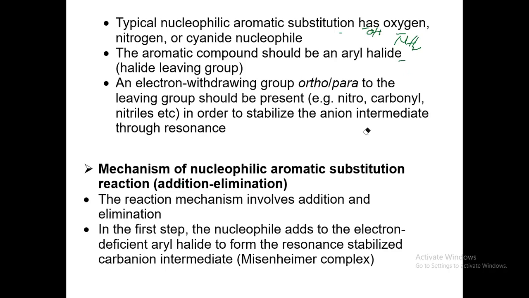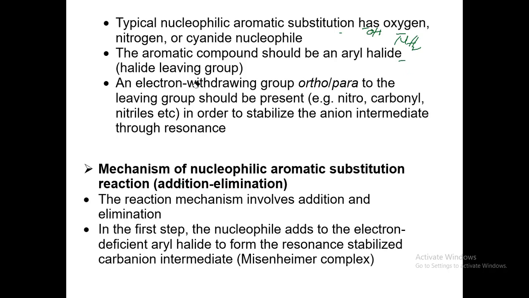Now we are seeing the reaction mechanism involves addition and elimination. In the first step, the nucleophile adds to the electron deficient aryl halide to form a resonance stabilized carbanion intermediate, what we call the Meisenheimer complex. So very simple, this is just a name.